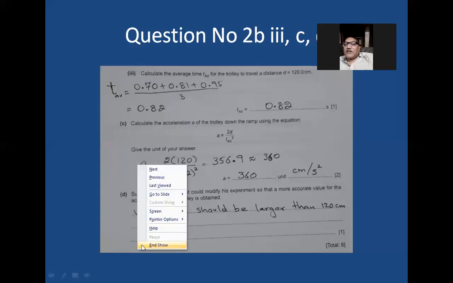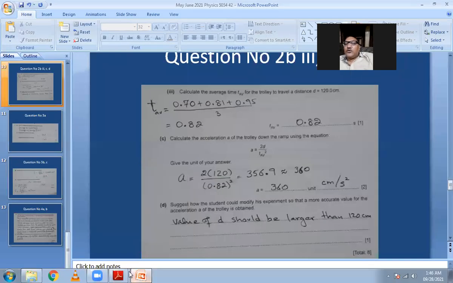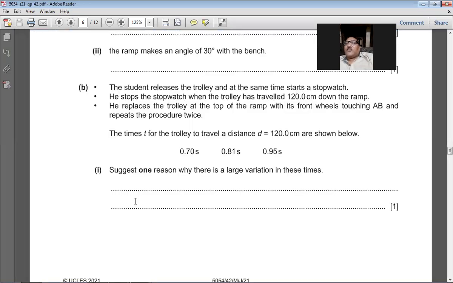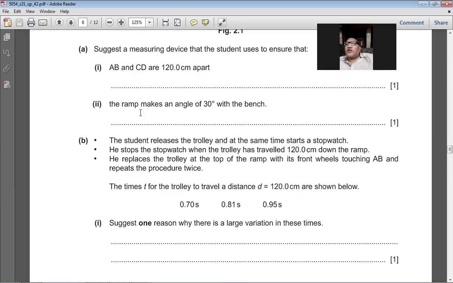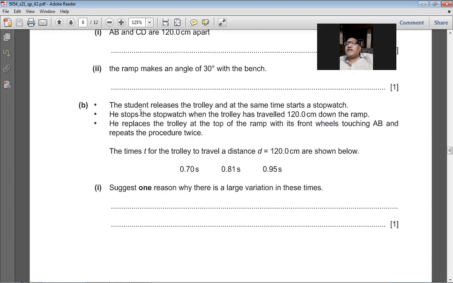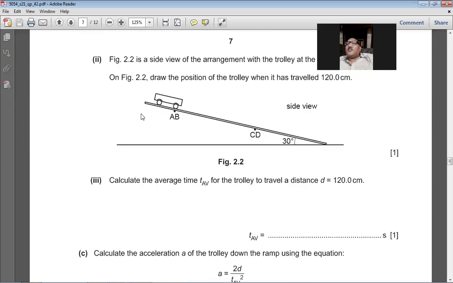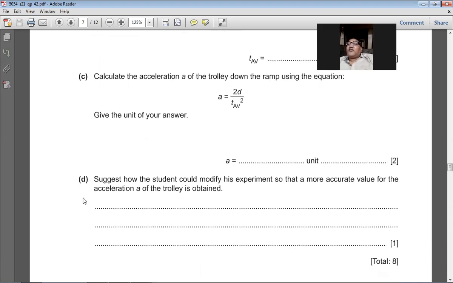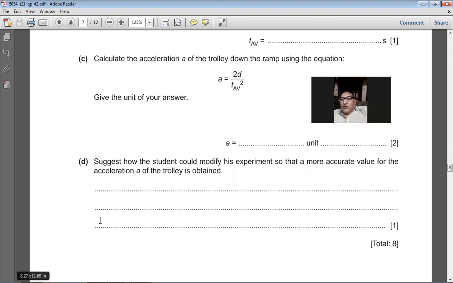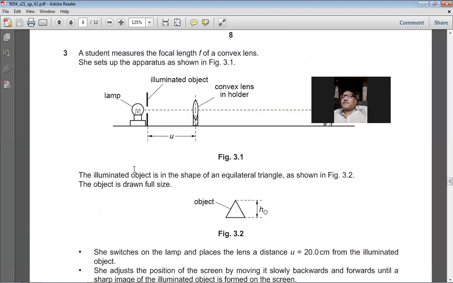So we are done with question number two. Let me go back to the, okay. So here was that question, question number two. Hopefully we have read this whole thing. And then this was the third part and the second part, and this was the C part of that question number two. So we are done with this question number two. Let's move to the next question.